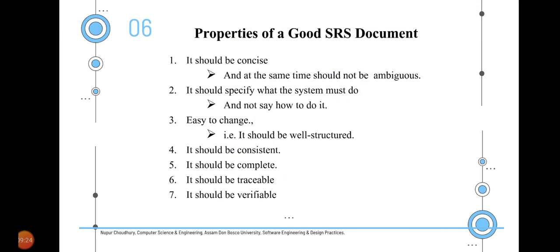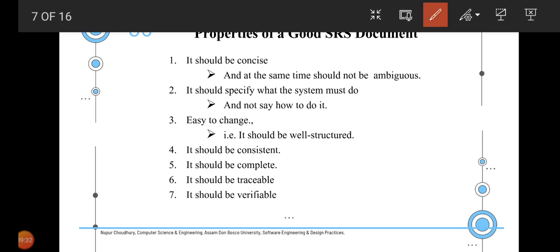Now coming to the properties of a good SRS document. We call an SRS document a good one if it has certain properties. The first property is that it should be concise. Concise means to the point. You do not have to go beating around the bush for the same activity or the same explanation that you want to put. You can simply mention it in one point.